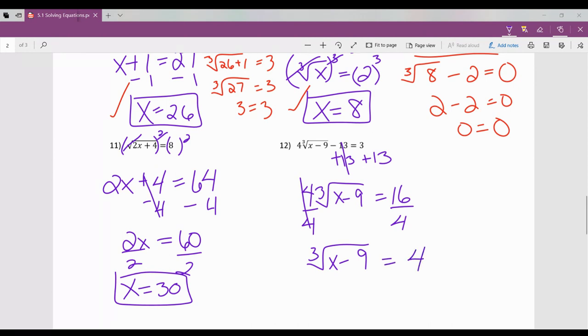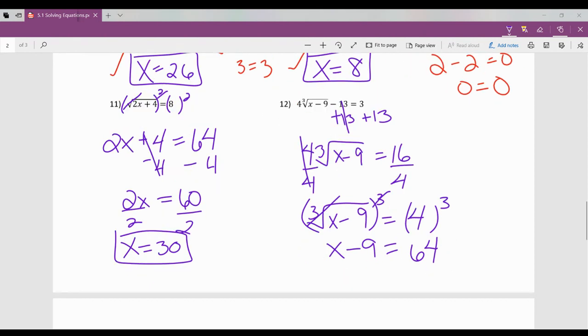Now the way I get rid of the root is with the exponent that matches. So the exponent that matches is 3. Cube root, we cube it to get rid of it. X minus 9 equals 4 to the third. That's 4 times 4 times 4. So that is 64. Last step, we're going to add 9 to get the x by itself. X equals 73. Final answer.